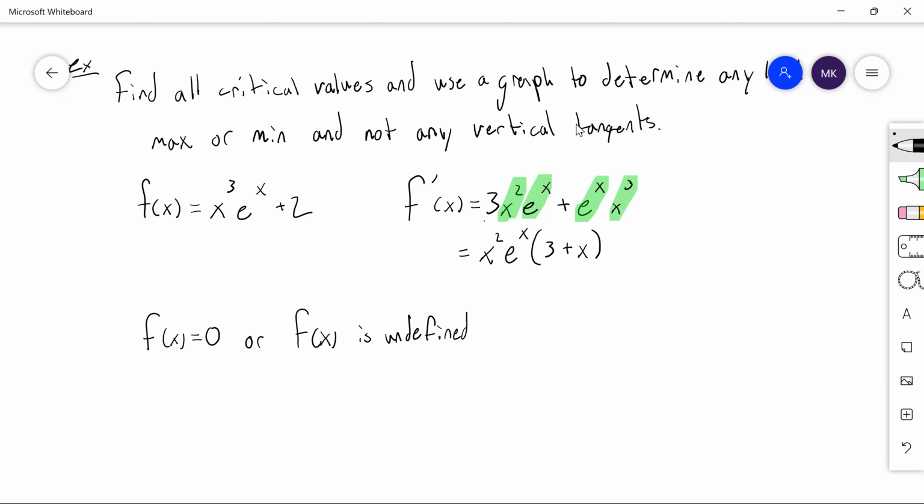So now we just have to figure out when this equals 0. And to do that, we just use the product rule, right? Not the product rule of derivatives, but the zero product rule. So I have x squared times e to the x times 3 plus x. For that to equal 0 means one of those 3 things has to be 0. So f prime of x equals 0 when x equals, so what value of x makes x squared equal 0? 0. 0.